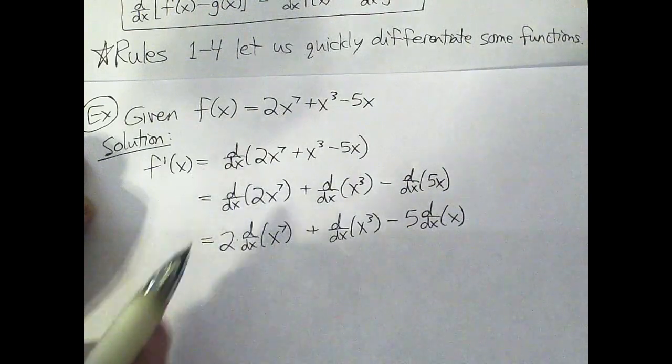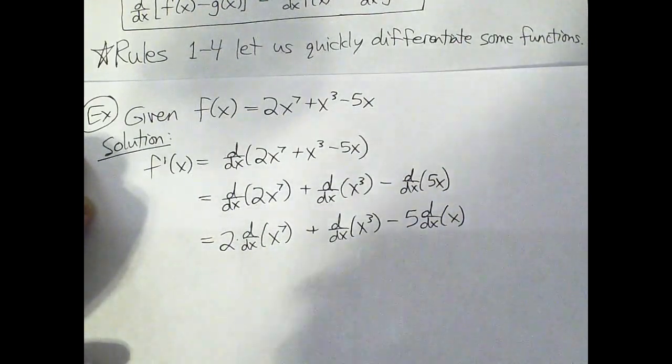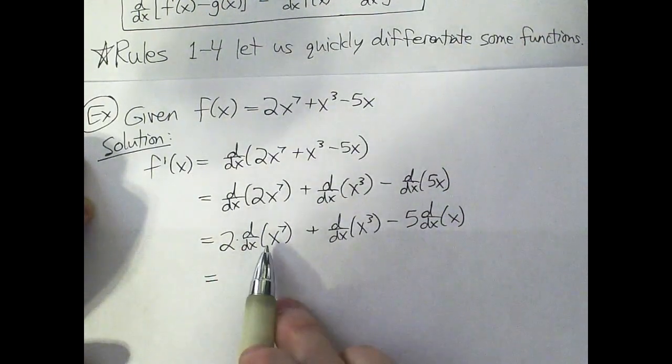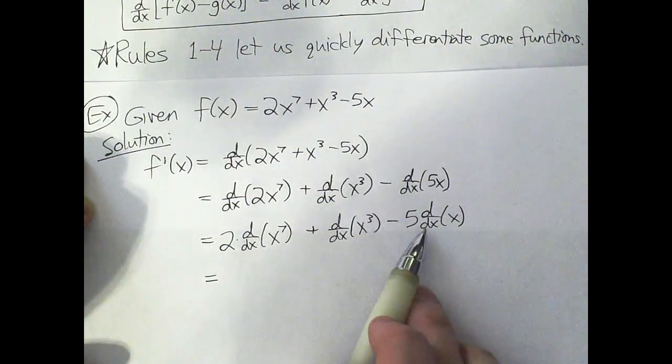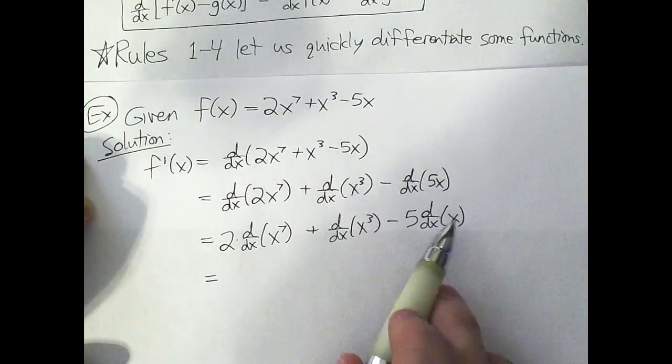First we used rule 4, then we used rule 3. Now I want to use rule 2. Rule 2 tells us how to deal with the derivative of x to the 7, the derivative of x to the 3, the derivative of just x. That was a corollary to rule 2.